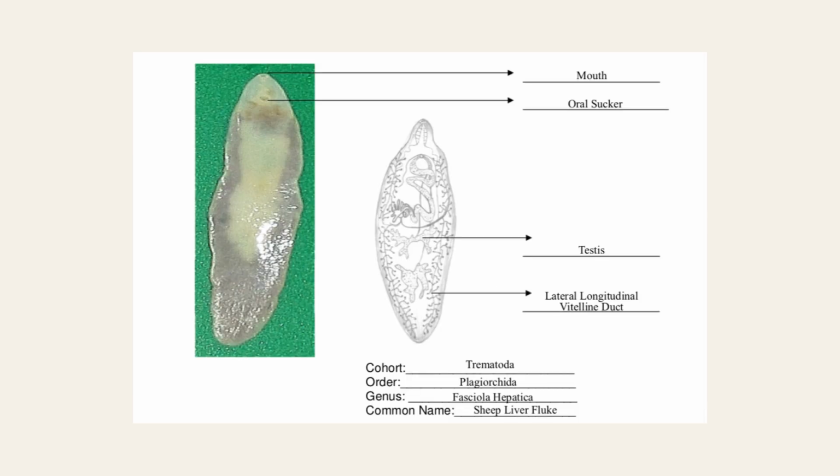After that is the genus Fasciola hepatica, which is under the cohort Trematoda as well, but under the order Plagiorchiida. It is also called the sheep liver fluke. As shown, you can see its testis, which occupies the posterior middle half of the fluke. There's also the lateral longitudinal vitelline duct.